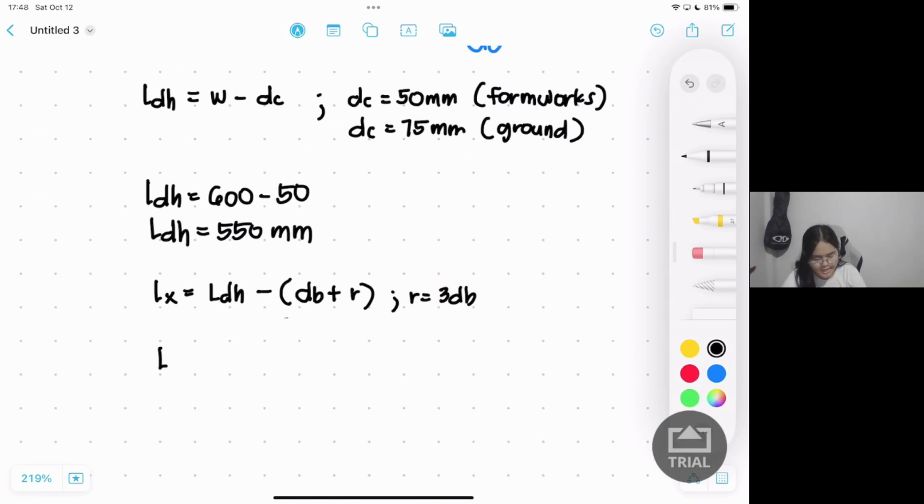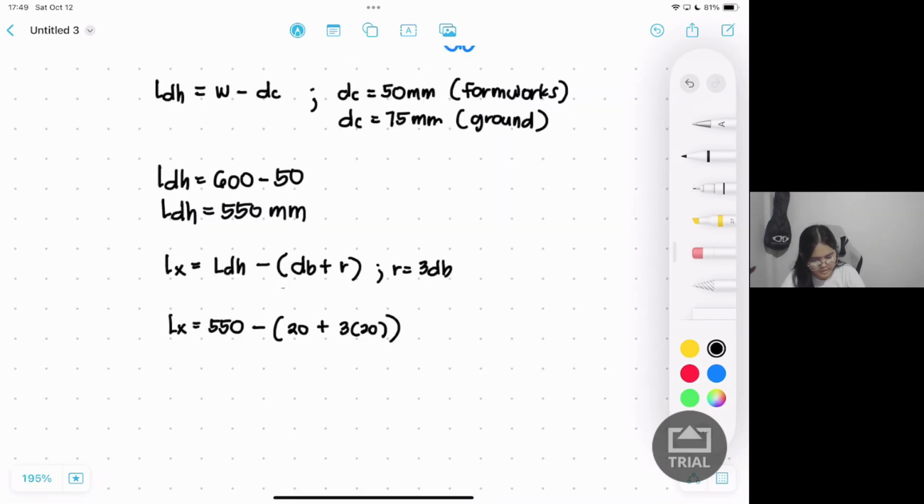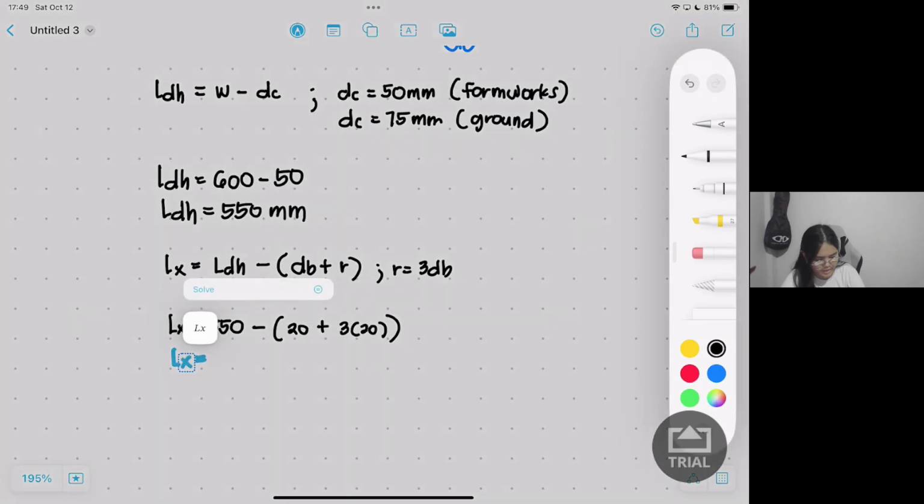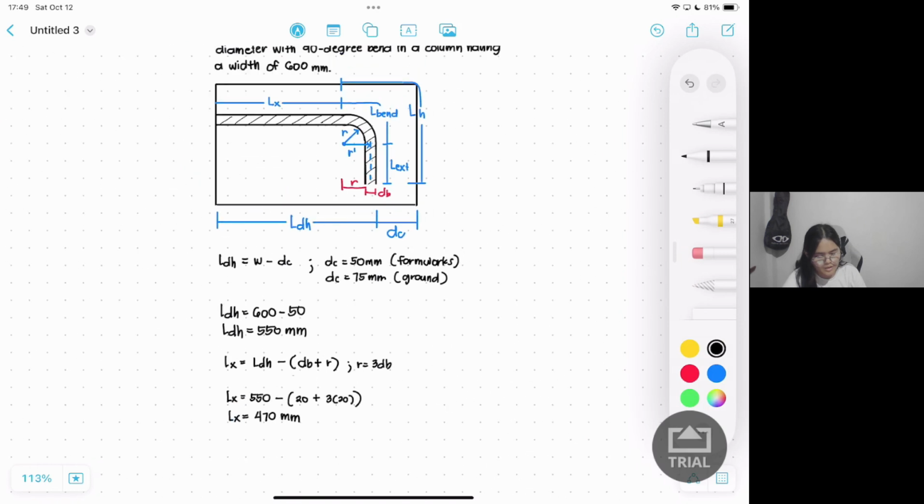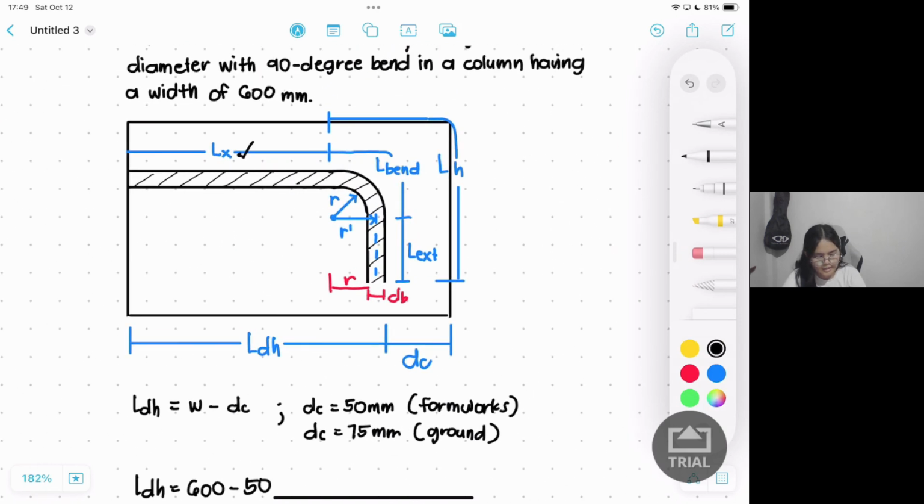So, ang LX ay 550 minus yung diameter natin na 20 plus radius na 3 times 20. Yung R is equal dB natin, 3 dB. So, kapag kinumpit nyo yan, makukuha nyo ay 470 mm. Okay? So, meron na tayong value ni LX. Check na yan. So, next naman natin ay we have to compute the length of the bend ng RSB.